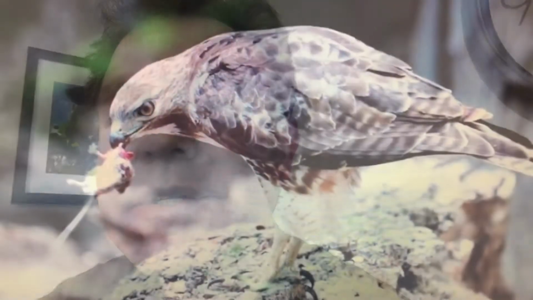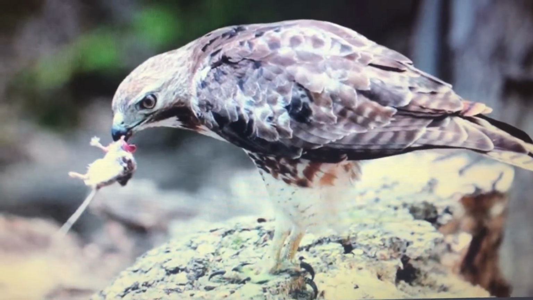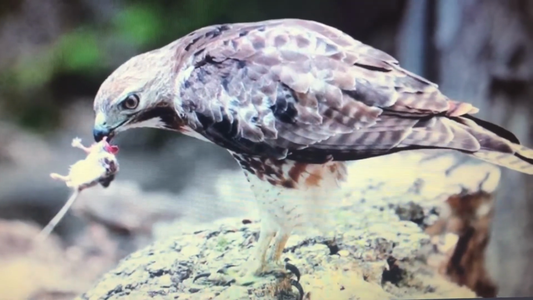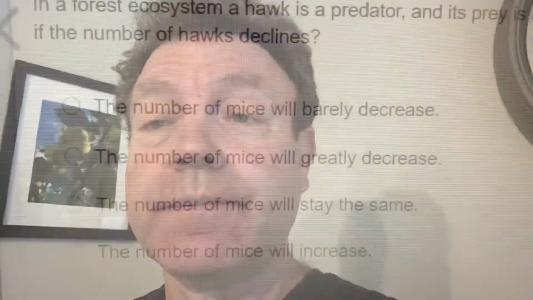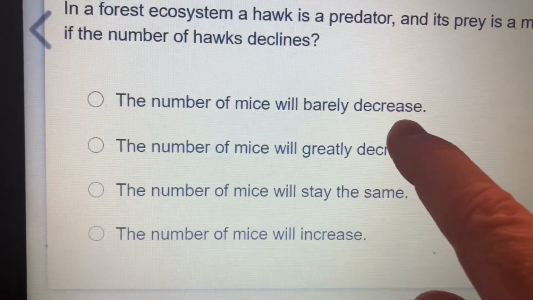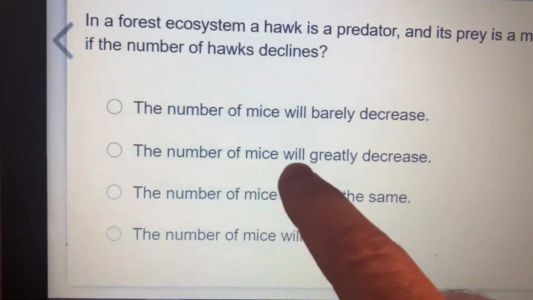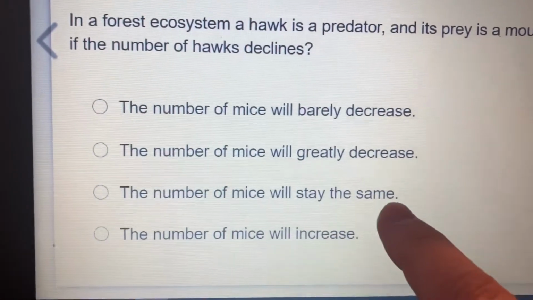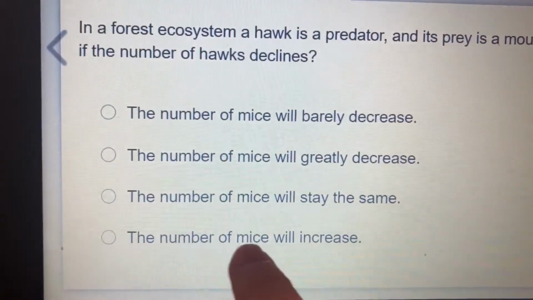So we create that mental movie. So hawks eat mice. All right. The hawk population goes down. What will happen to the mice? All right, so the hawks eat mice. The hawk population goes down. What would happen to the mice? Let's look at our choices. The number of mice will barely decrease. The number of mice will greatly decrease. The number of mice will stay the same. The number of mice will increase.